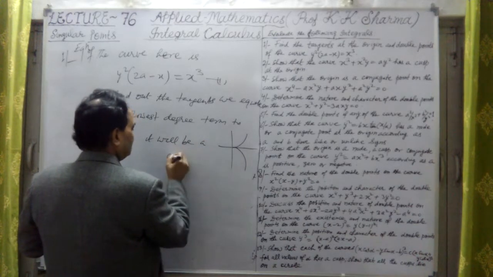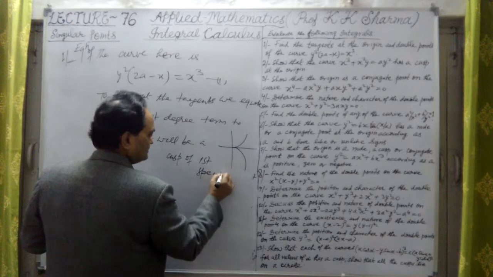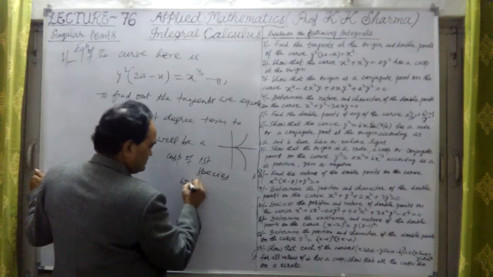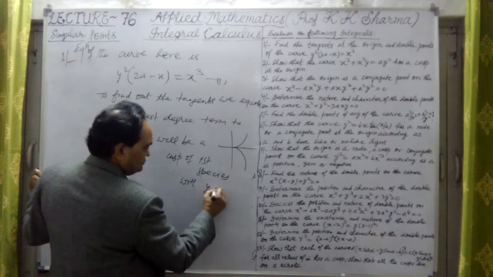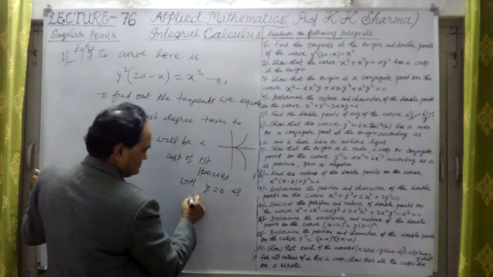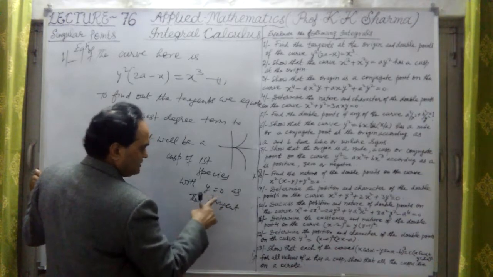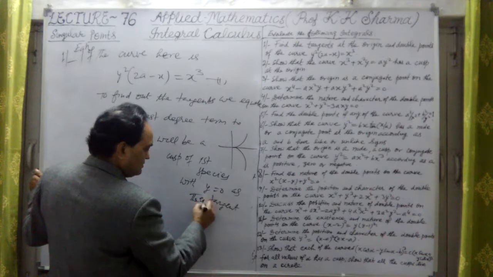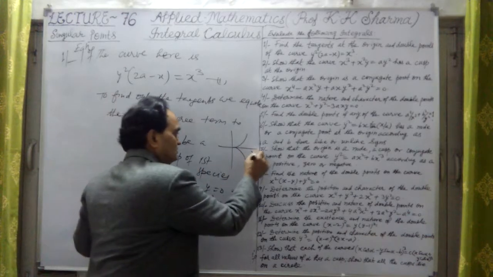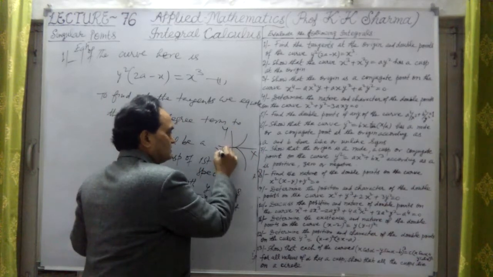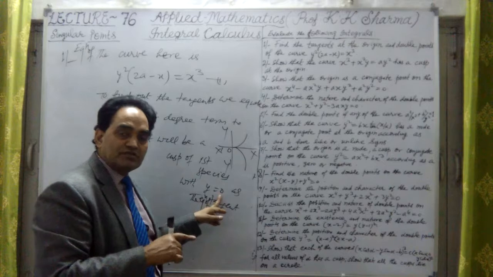It will be a cusp of the first species, with the axis of x as the tangent, with y equal to 0 as the tangent. Let me write here, equation of tangent. So y equal to 0 means the axis of x. This is the x-axis, y dash, this is x dash, this is the origin. y equal to 0 is the equation of the tangent in this case.